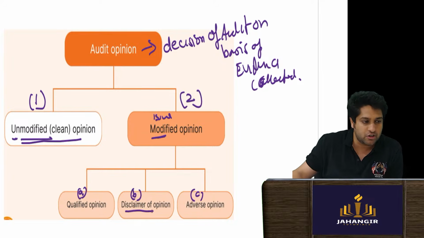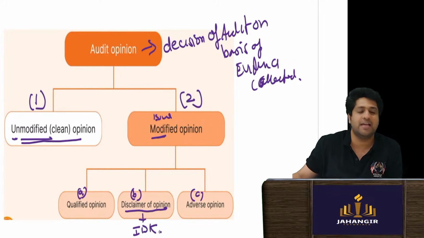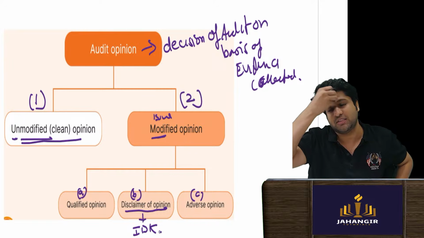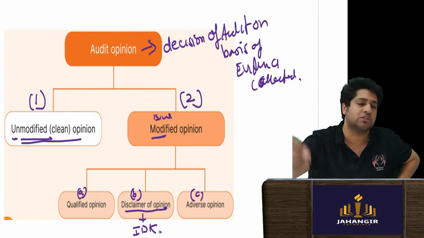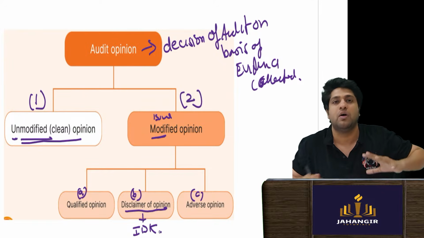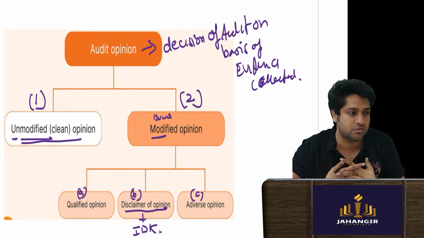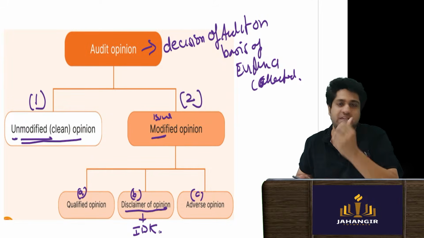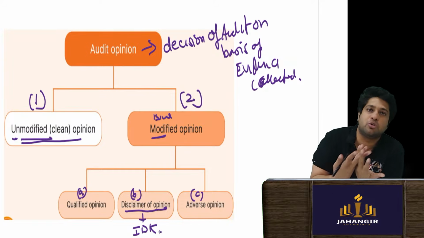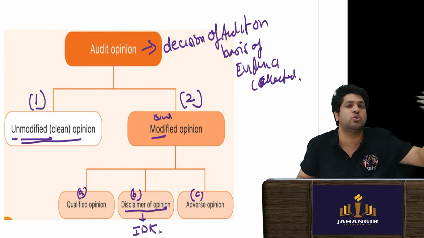If the auditor is saying, I don't know, IDK, the auditor is unable to form an opinion because evidence was not given or he didn't get access to the information. He's saying, if I didn't get access to the books of accounts, I can't say whether it is good or bad.